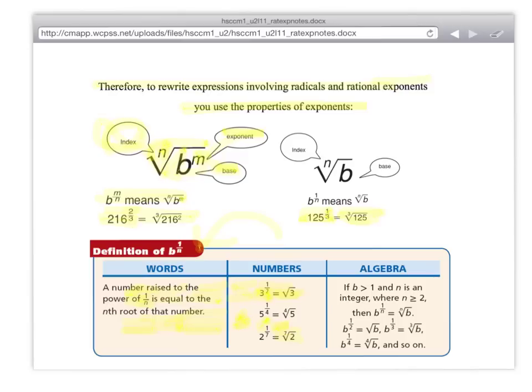The algebra notation is if b is greater than 1 and n is an integer where n is greater than or equal to 2, then b raised to the power of 1/n equals the nth root of b. This entire box needs to be written down.